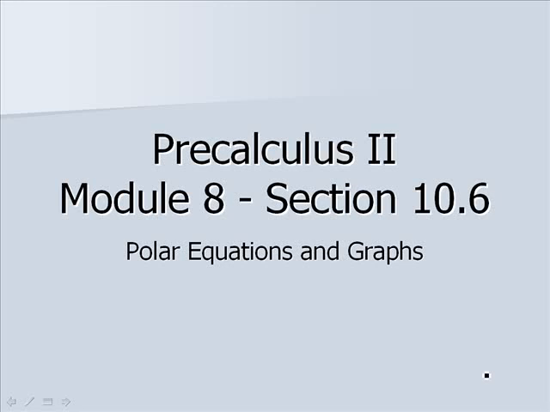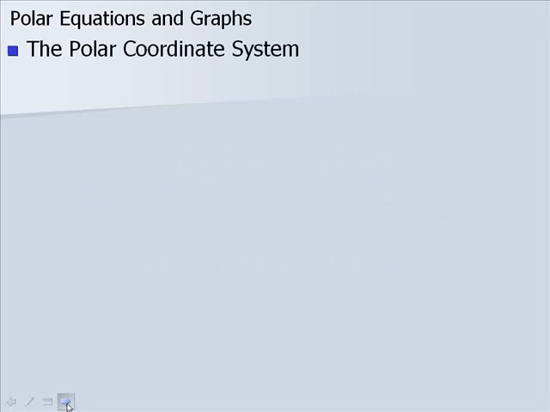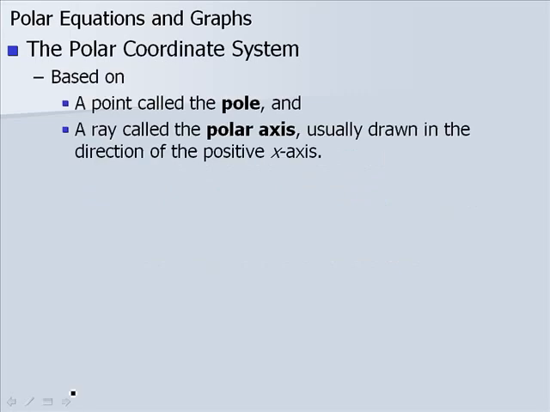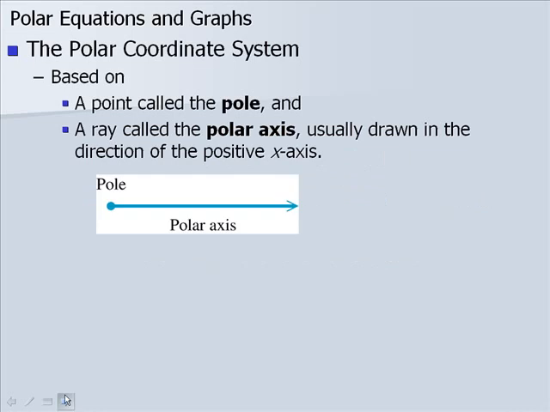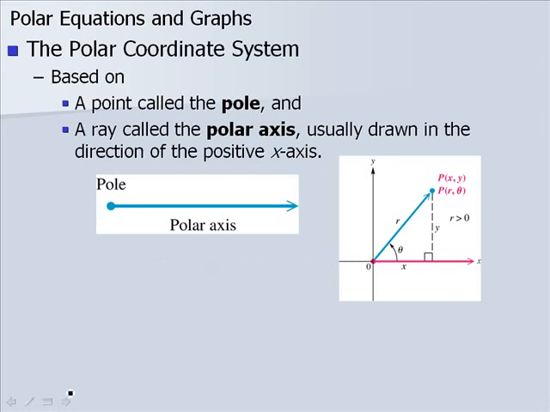Module 8, Section 10.6, Polar Equations and Graphs. The polar coordinate system is based on a point called the pole and a ray called the polar axis, usually drawn in the direction of the positive x-axis, as we see here. In this graph, we see our pole is at the origin, and the polar axis is equal to the positive x-axis.